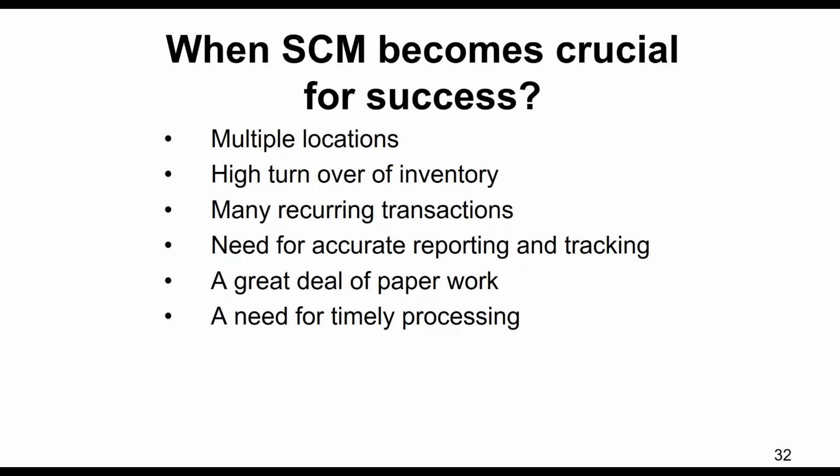When we have a high turnover of inventory, right? If you have a lot of inventory going in and going out, then supply chain is very important. Many recurring transactions are happening. That is where it is required. And you need accurate reporting and tracking. So you need to know where my product is as of now, right?